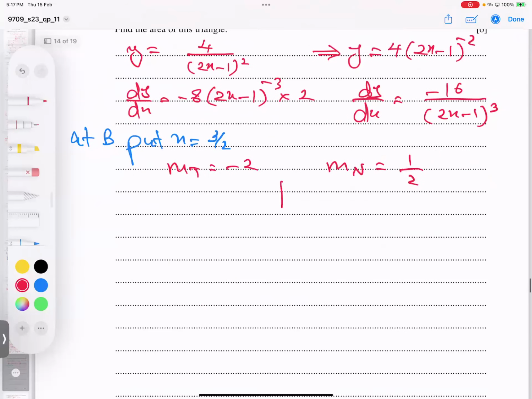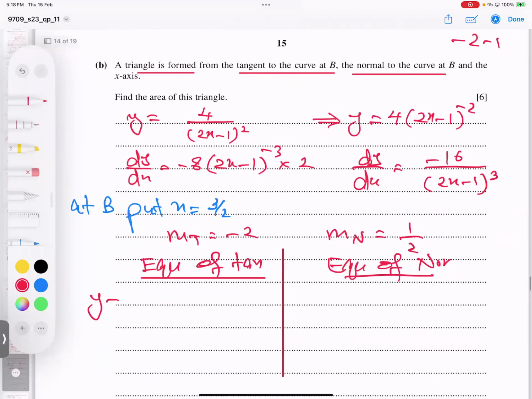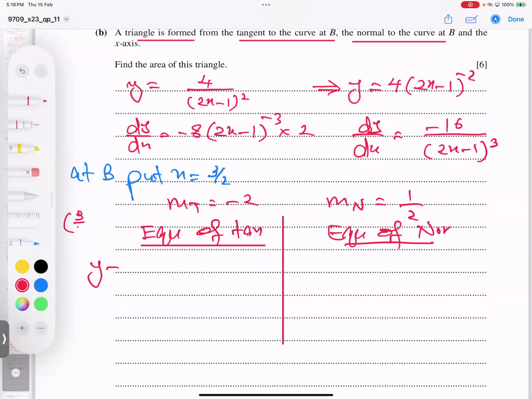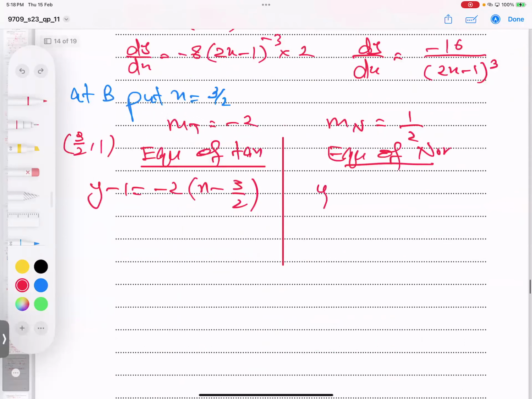Okay, now students, I'm doing both finally. Here I'm finding the equation of the tangent, and here I'm finding the equation of the normal. The formula is y minus y1. I'm saving my time. The B coordinate is 3 by 2 comma 1, so that is why y1 is 1. The gradient of the tangent is this, and x minus 3 by 2. Let me recheck. Yes, 3 by 2 and 1. Same story here: y minus 1, because again 1 is this, and the gradient of the normal is 1 over 2, and x minus 3 by 2.